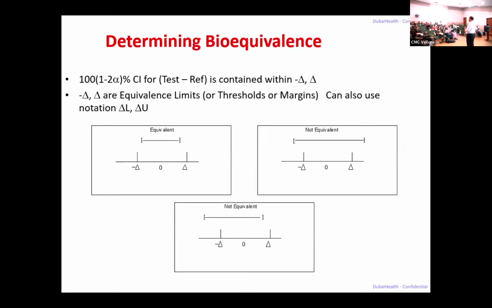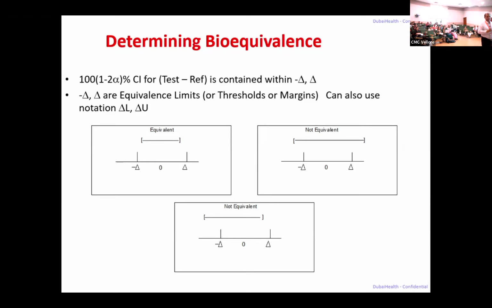Superior. Superior because it avoids zero in between. Anything which avoids zero in between is superior. Do you agree with me? So what we are saying is that this is equivalence. Okay? Do you agree with me?